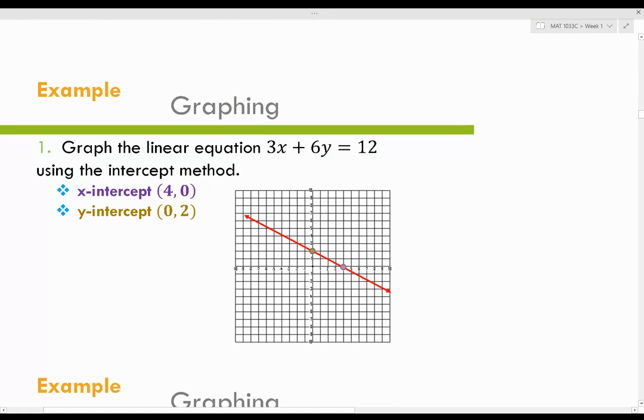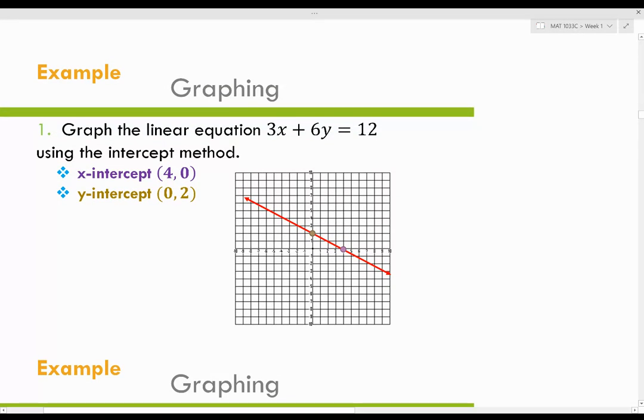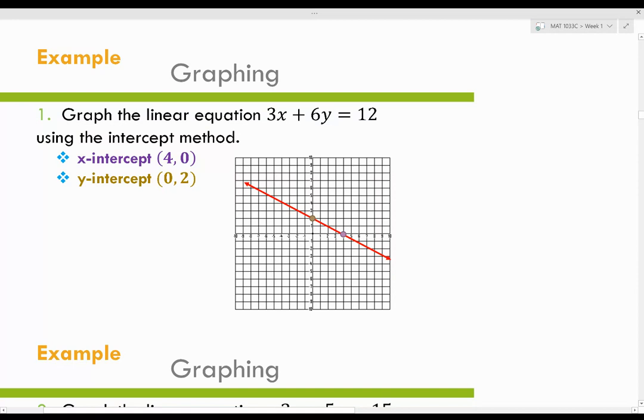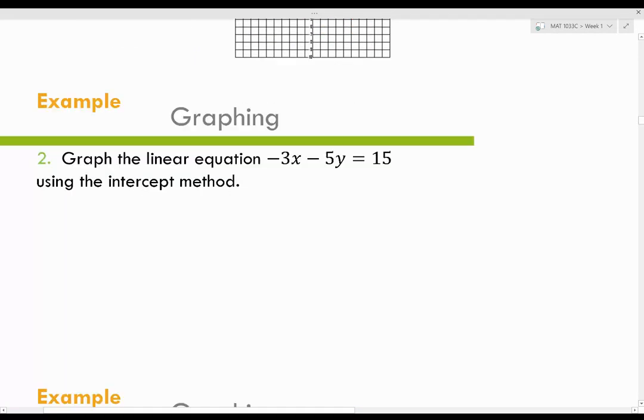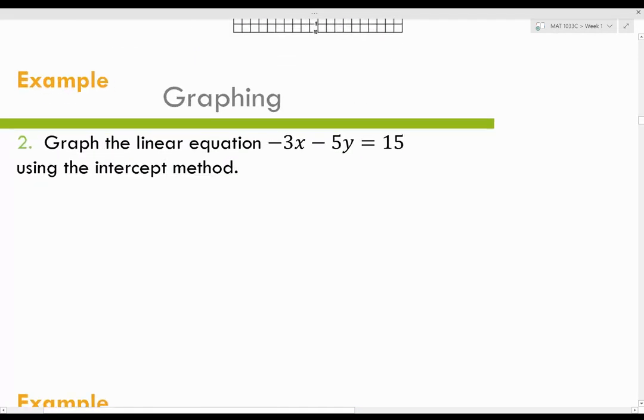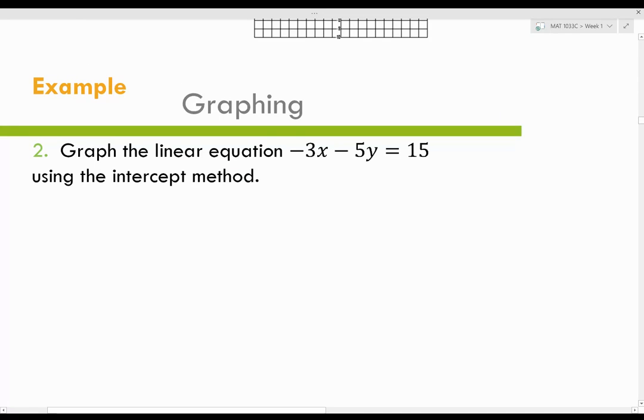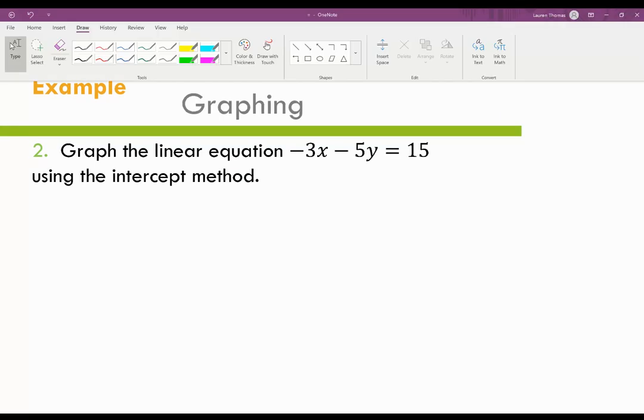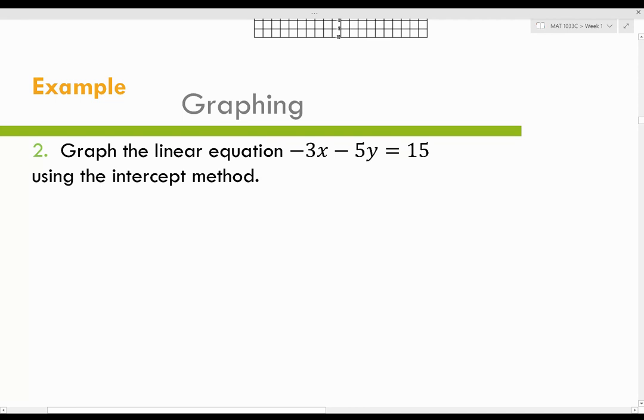Cool, so this is the answer to the one we did above. So we did it correctly, go us. All right, let's try this one. Okay, so once again, they want us to graph it using the intercept method. So remember, that means we're going to find our x and y intercepts if we have them and then plot them. So I'm going to find my x-intercept.